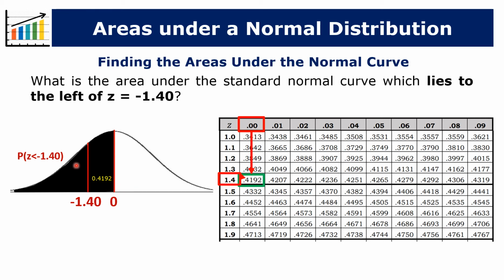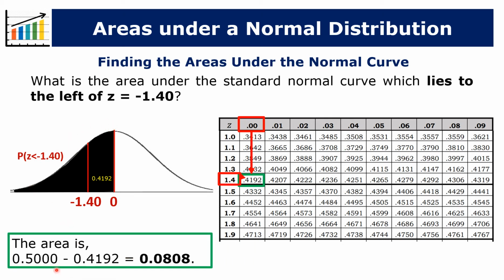Now, to find the area to the left of negative 1.40, again, we know that this is 0.5, so what we are going to do is subtract 0.5 minus 0.4192, and we will get 0.0808. So meaning to say, we can now remove this one. The area to the left of negative 1.40 is 0.0808.